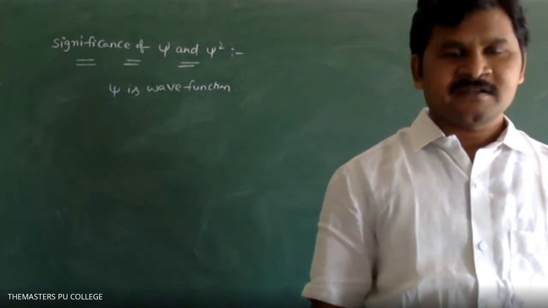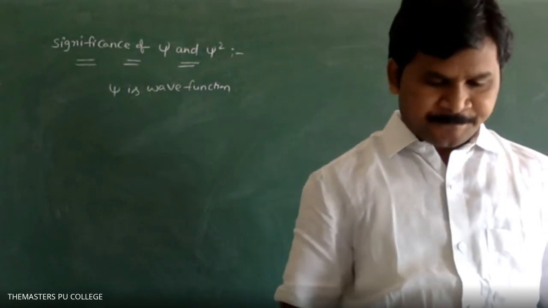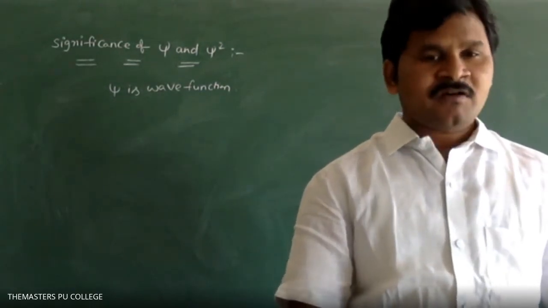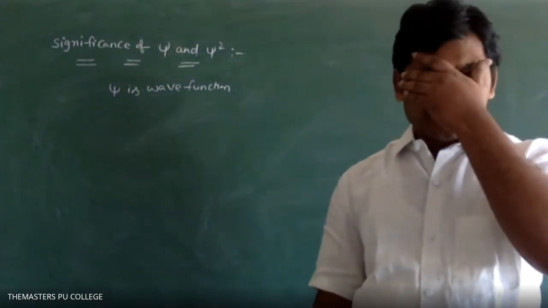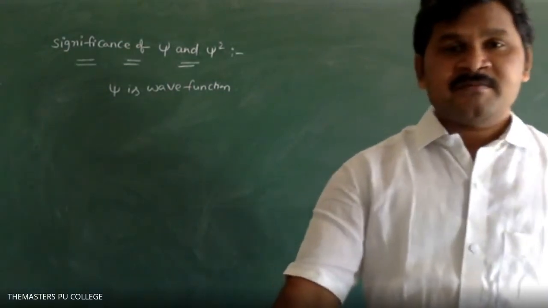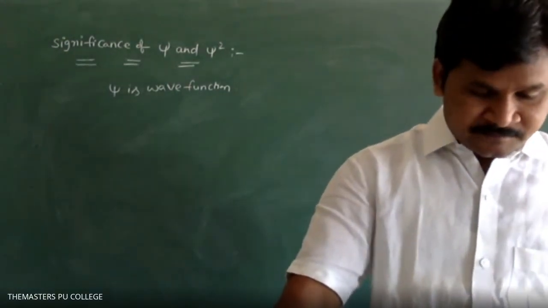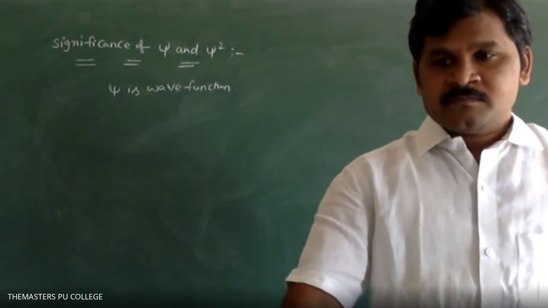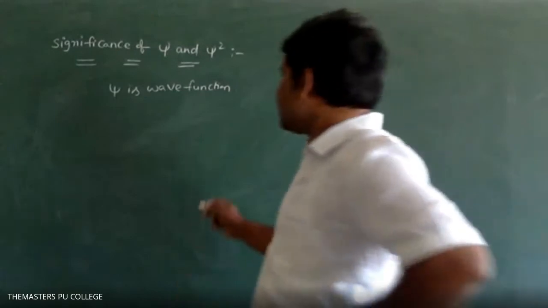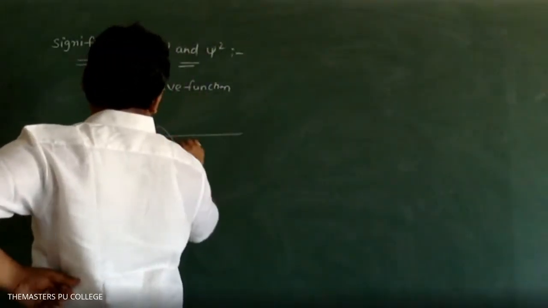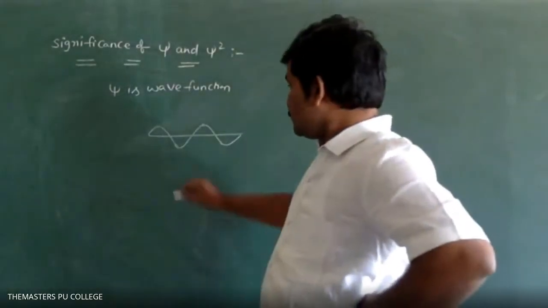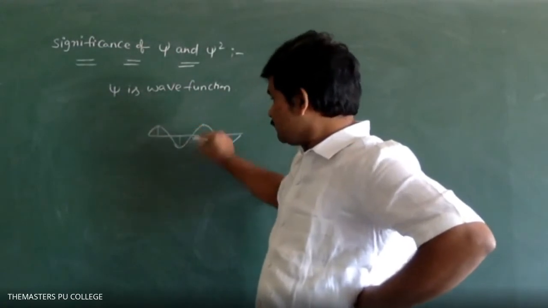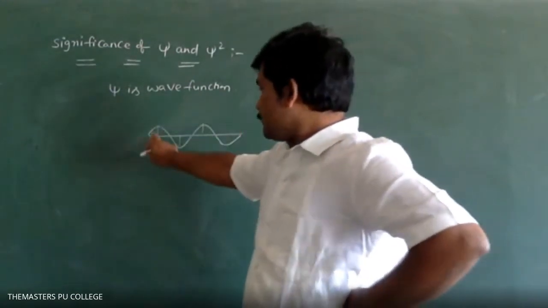Psi is a wave function. It may be positive, negative, or zero values. This is an important point they may ask. Say this is a wave. This is the amplitude only. Out of that, this is particularly called the crest.